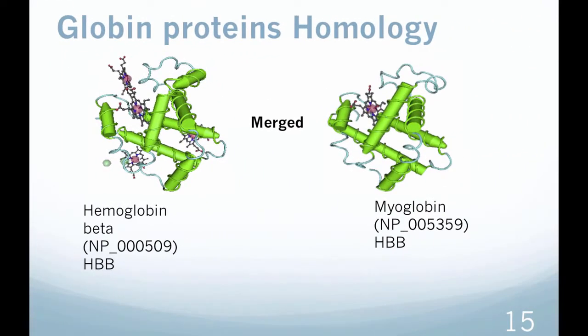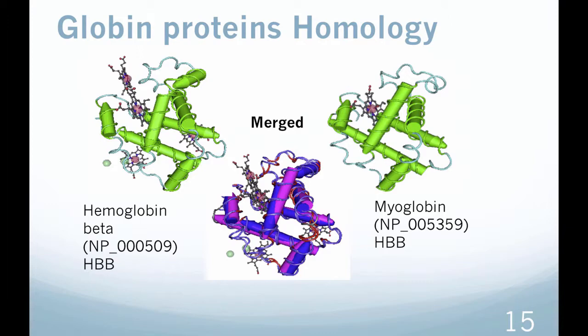This slide represents an example provided by the textbook on the homology of globins. Both hemoglobin and myoglobin proteins are homologs because they descend from a common ancestor. The three-dimensional structures are quite similar, and the merged image shows almost a perfect superimposition.